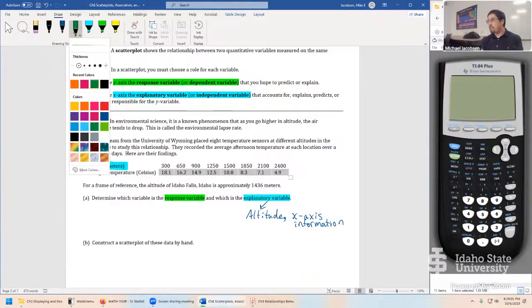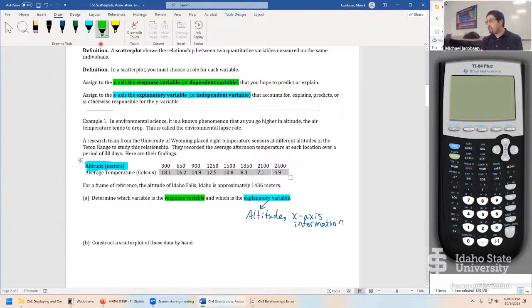That means the response variable will be the average temperature. Temperatures are being explained by how high up you are in the Tetons. So this is temperature. I'll just abbreviate it briefly. And this would be the y-axis information.